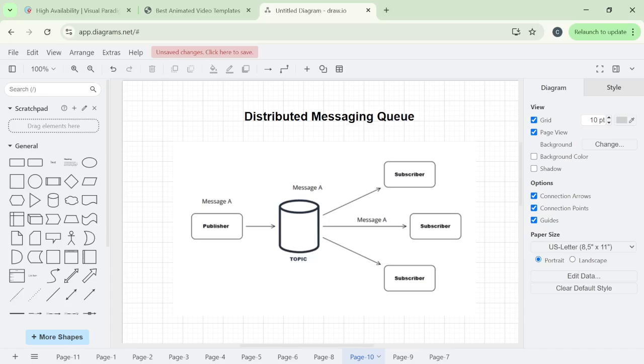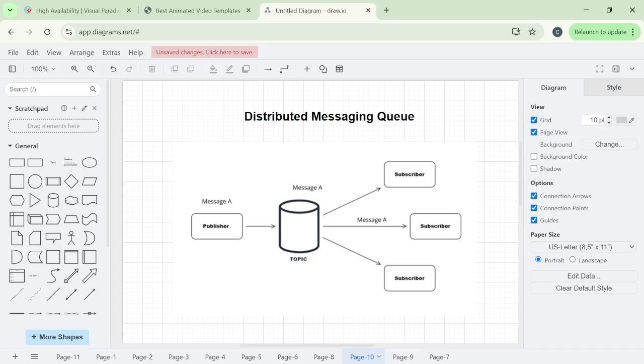At the core, you will find these three main roles: producers, which send messages, consumers, which receive messages and process them, and brokers, which manage the flow and delivery of messages, as we can see on the screen.